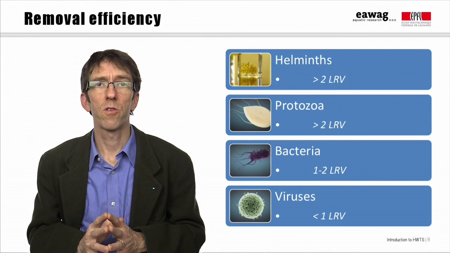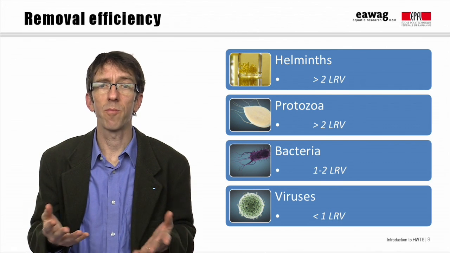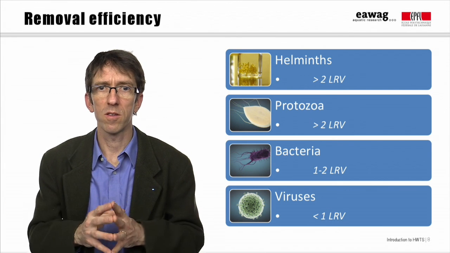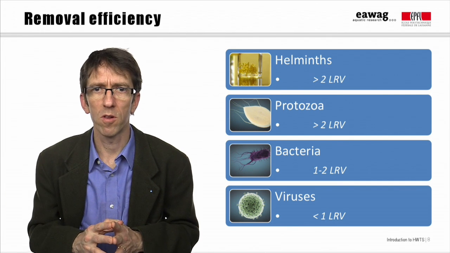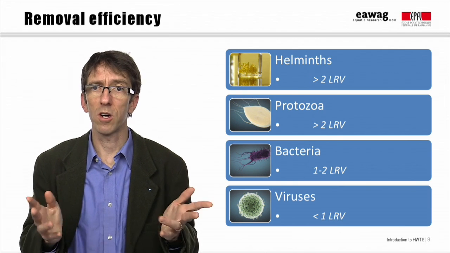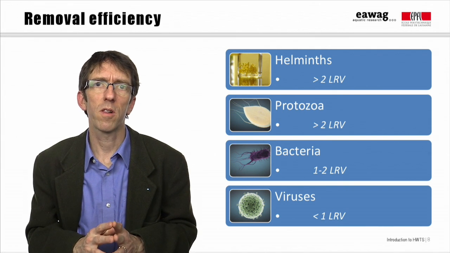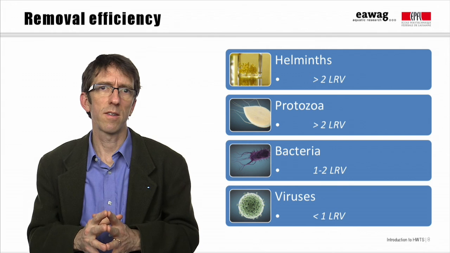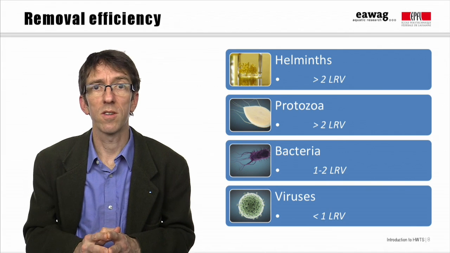So how well do biosand filters do at removing pathogens? Well, they work best for the larger pathogens, the helminths and protozoa, because they're easier to strain out physically or to adsorb onto the sand layers. So typically you'll see more than 2 log removal of helminths and protozoa. And remember, LRVs in this table stand for log reduction values. Bacteria slip through a little bit more. You typically see 1 to 2 LRV in a biosand filter. And viruses are typically not terribly well removed, with maybe about 70% removal being typical, which is less than 1 LRV.